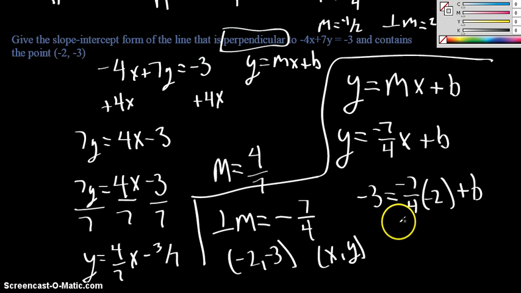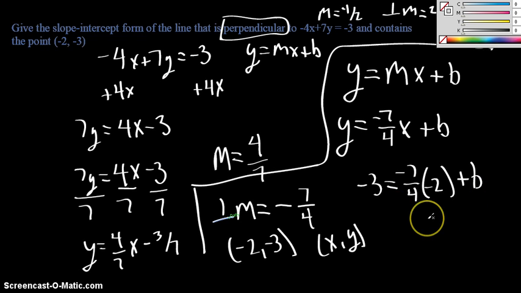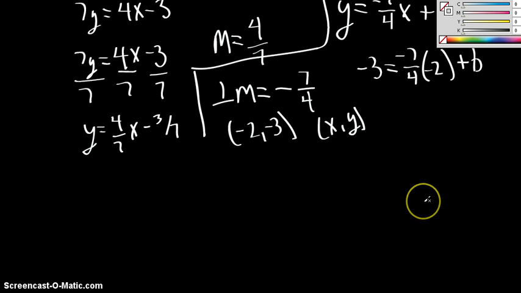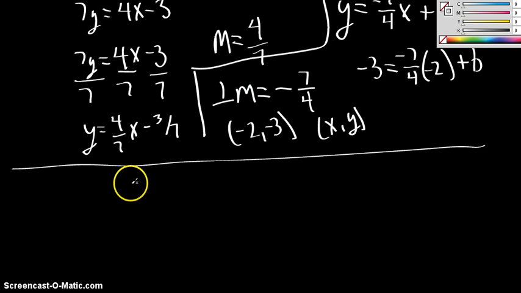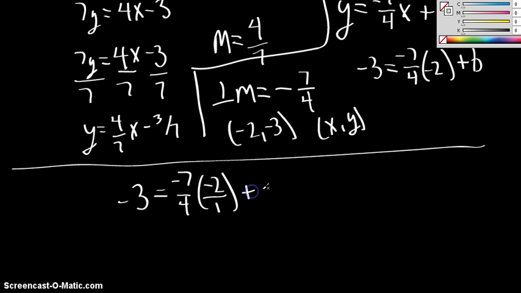plus b. And now again, I need to multiply some fractions here. I'm going to go down here and rewrite this whole equation, just so we have some more room down here. So I have, let's make sure we understand, we're just rewriting this equation. Negative 3 equals negative 7 over 4 times negative 2 over 1 plus b.